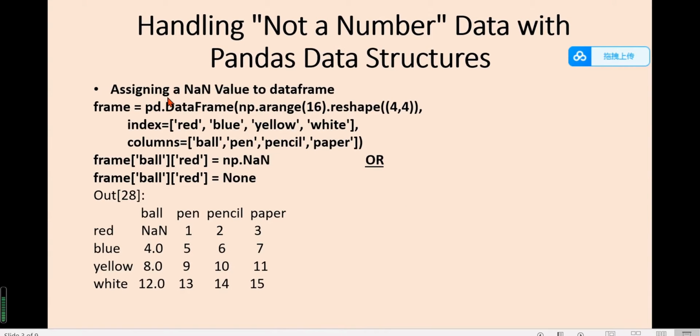Now we can also assign a NaN value to a data frame. For example, this is a data frame with 4 columns and 4 rows in the index. Then we can write frame, bracket, this column variable called ball, and this index for red, with the value np.nan. Alternatively, on the right side we can write None. So the result will be the same. In this data frame, the ball column and the red index will now have the value NaN.